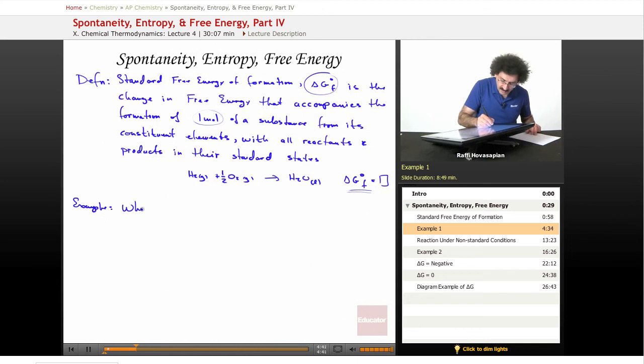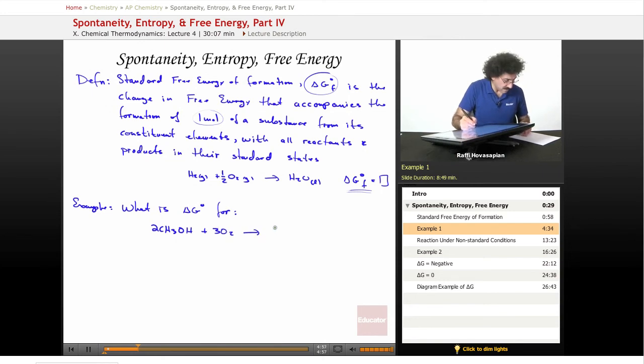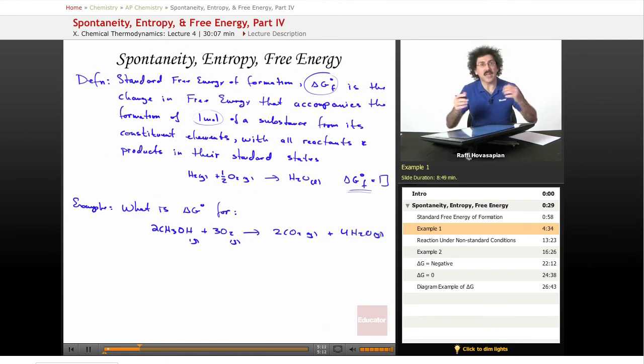Example: what is the delta G for 2CH3OH gas plus 3O2 gas, in other words, the combustion of methanol gas, going to 2CO2 gas plus 4H2O? So we want to know what the standard free energy change is for this.